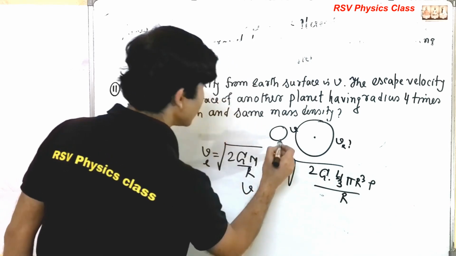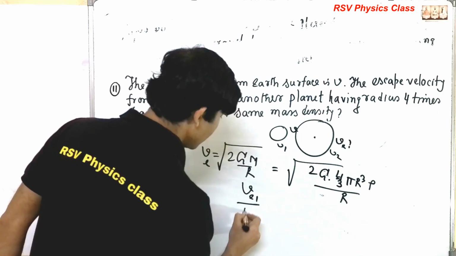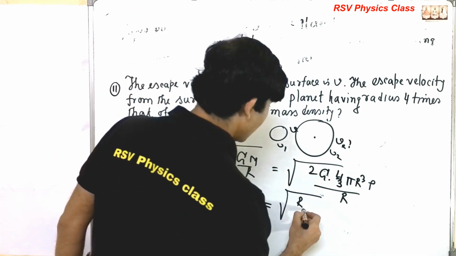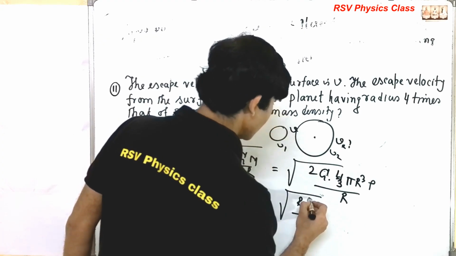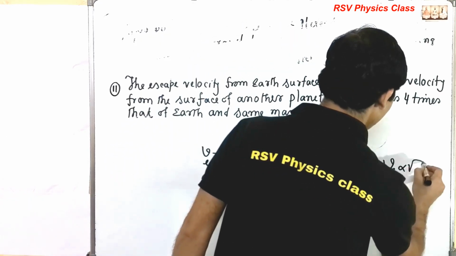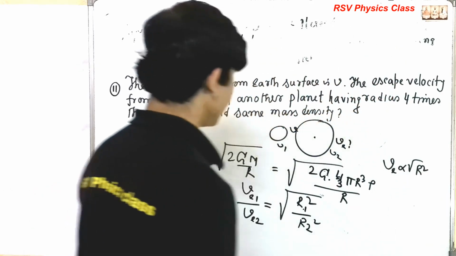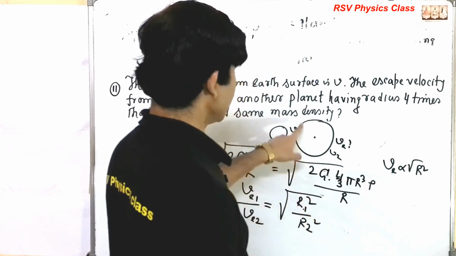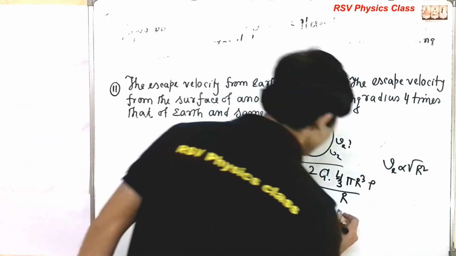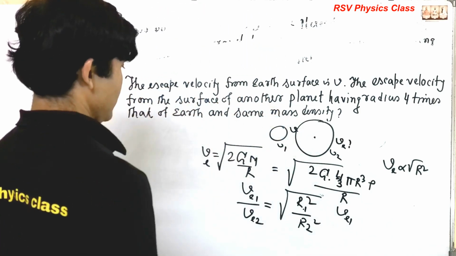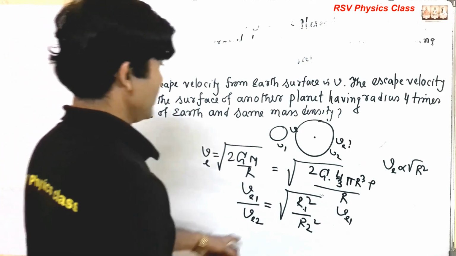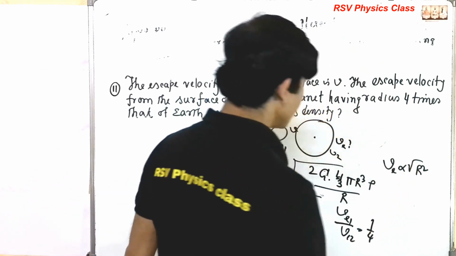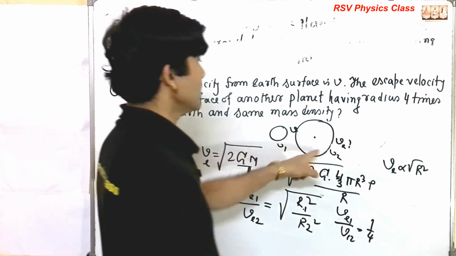So let this be v, ve1 by ve2 equal to root over of r1 by r2 whole square, because in this case v goes as root over of r square. So how much is it, r1 by r2, here this is 4 times. So 4 square, so ve1 by ve2 equal to 1/4. So its velocity has to be increased 4 times.